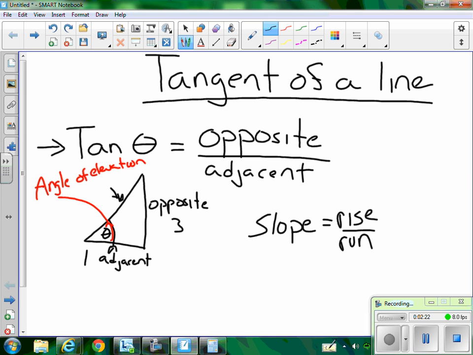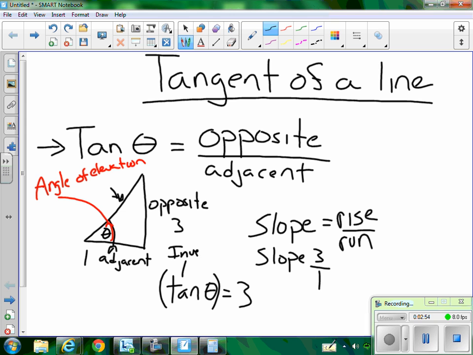So going back to my example and my numbers, if I had a slope of 3 over 1, then I could use that number there because it's the same thing, the opposite over adjacent, or 3 over 1. So what I would have to do is to calculate out what the inverse tangent of 3 is, and that would get me my angle.